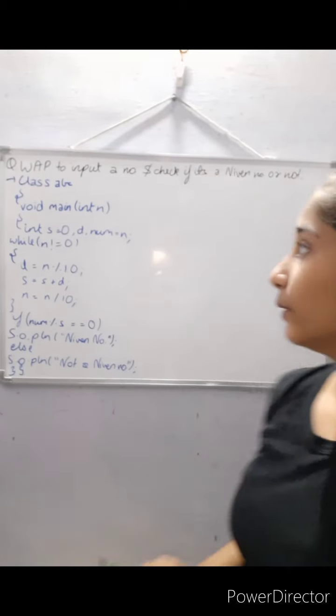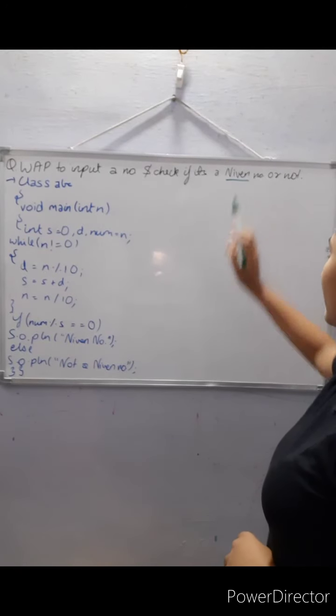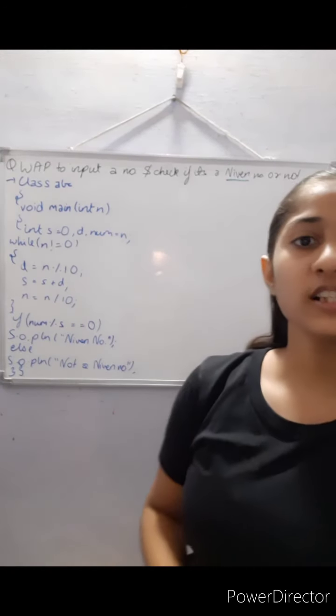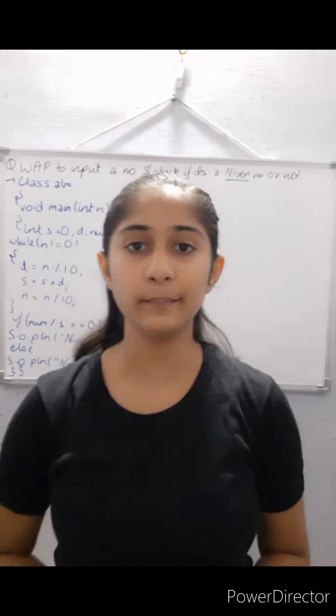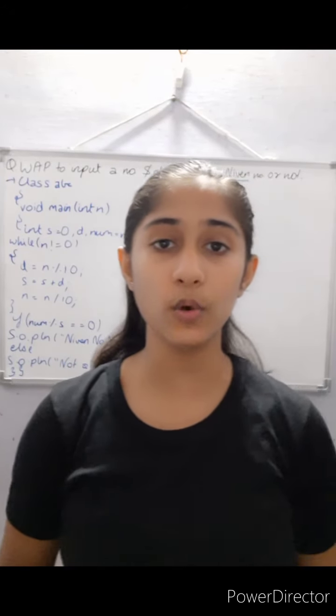So in today's video, we are going to study the program: WAP to input a number and check if it's a Niven number or not using while loop. So firstly, we should know what is a Niven number. A Niven number is any number which is divisible by the sum of its own digits.